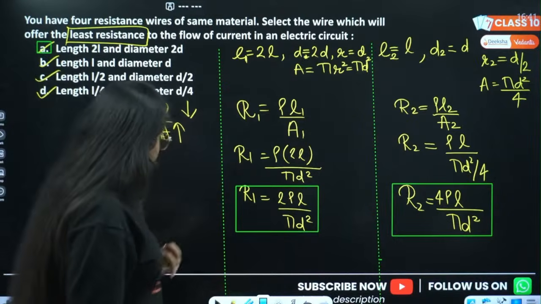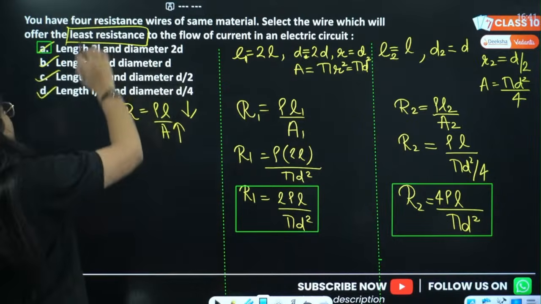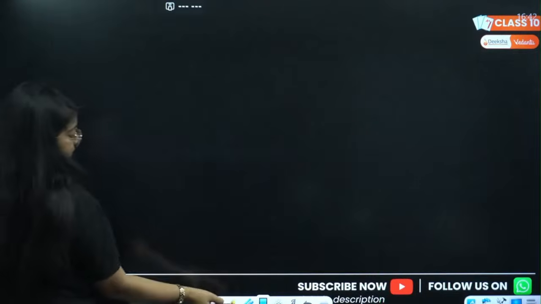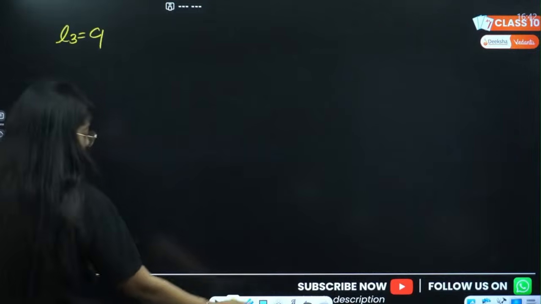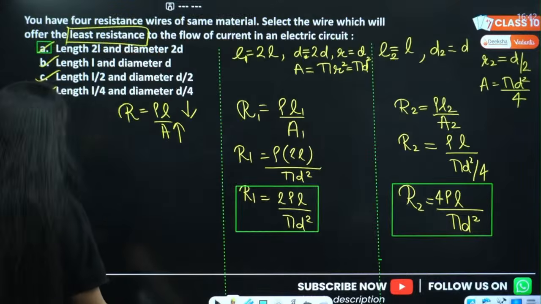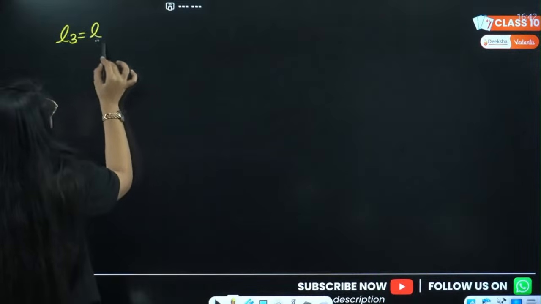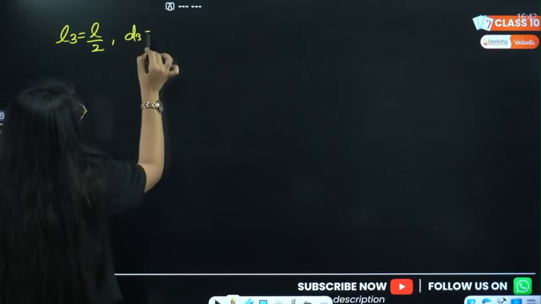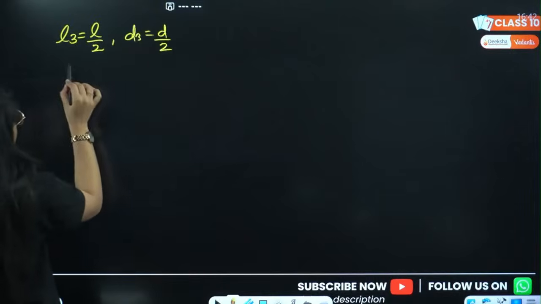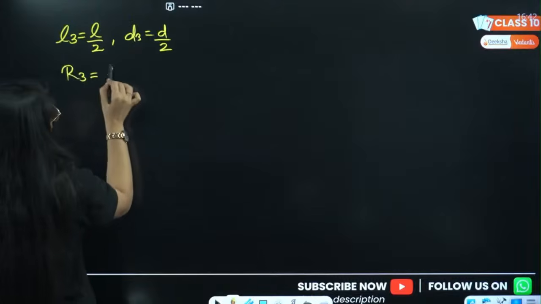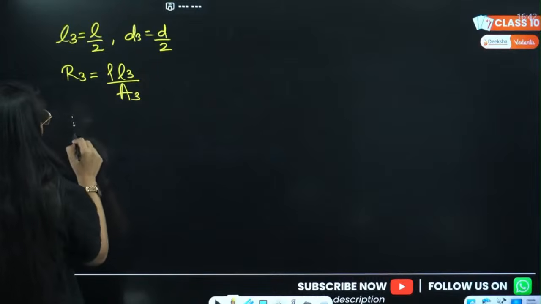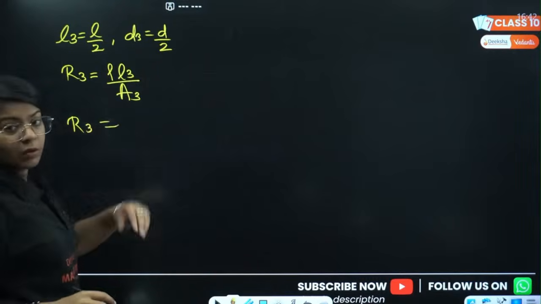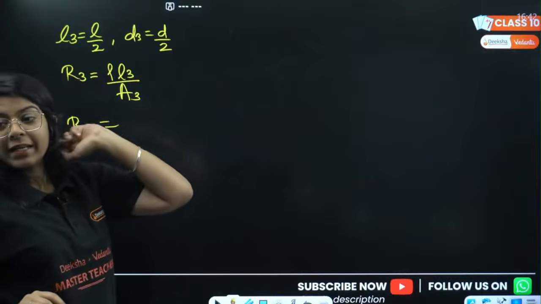Understood? Now let us see the third option, L by 2 and D by 2. Now L3 is not L by 2... L3 is L by 2 and D3 is D by 2. Correct? So R3 is rho L3 by A3. Now pick up the speed. Okay? What is the answer you are getting? Let me know. Answer A. All of you are getting answer A.